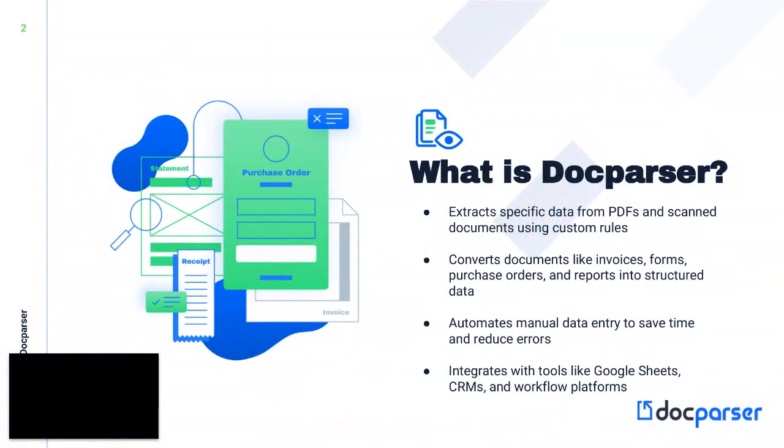All right, so what exactly is Docparser? Docparser is a cloud-based tool that takes the hassle out of manual data entry from documents. So it lets you create custom rules to extract text and table data from documents and images. And once the data is pulled, you can either download it or you can send it wherever it needs to go, like into your software, a spreadsheet, using webhooks.